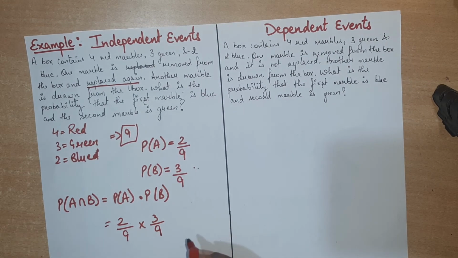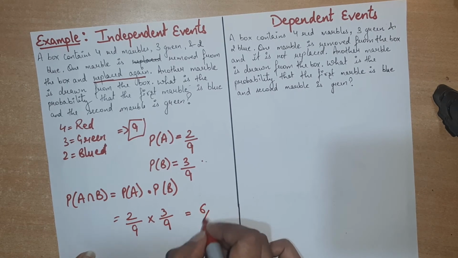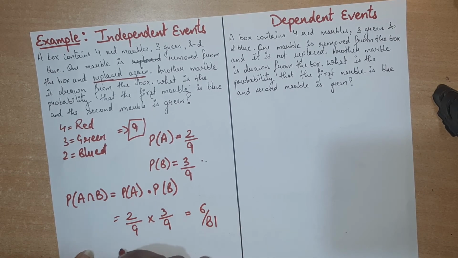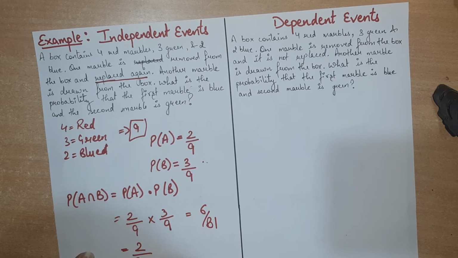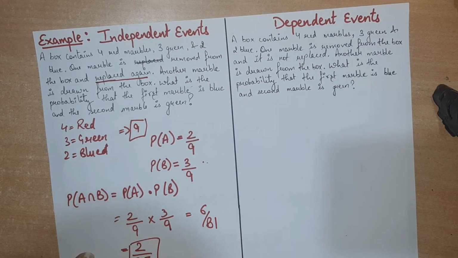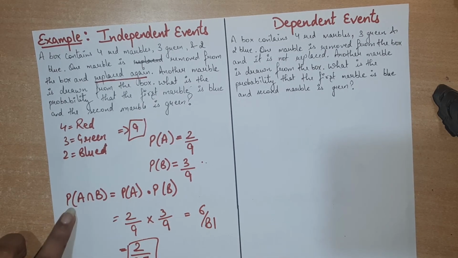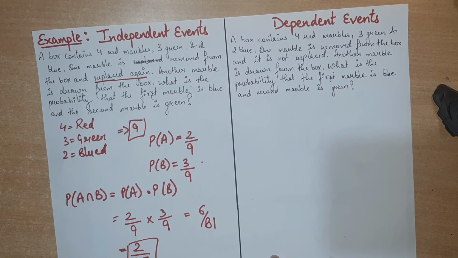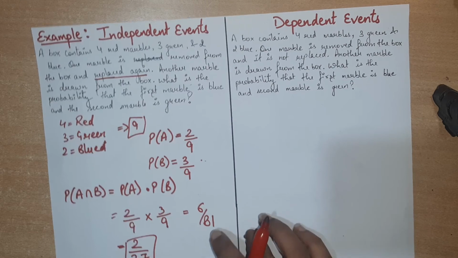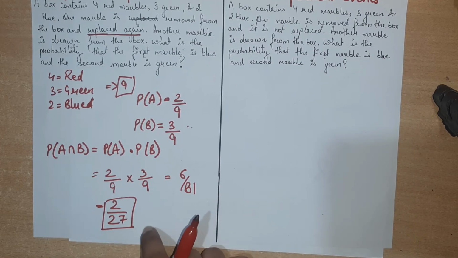So it will be 6 by 81, and it will be 2 by 27. So we have the answer for this. The probability that the first marble is blue and the second marble is green is 2 by 27. So this is the answer.